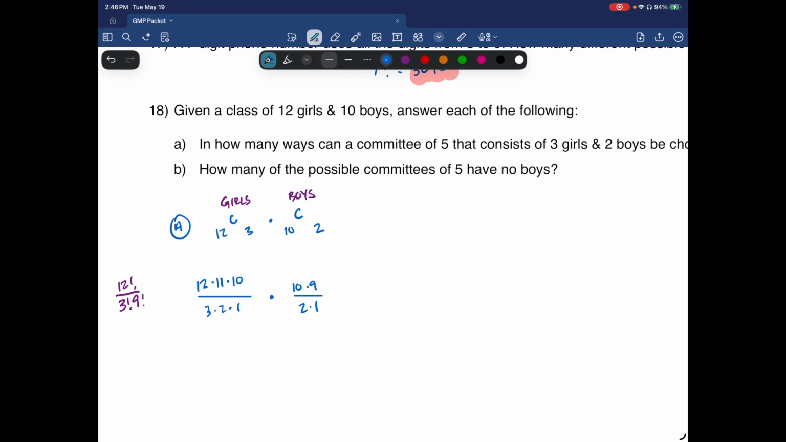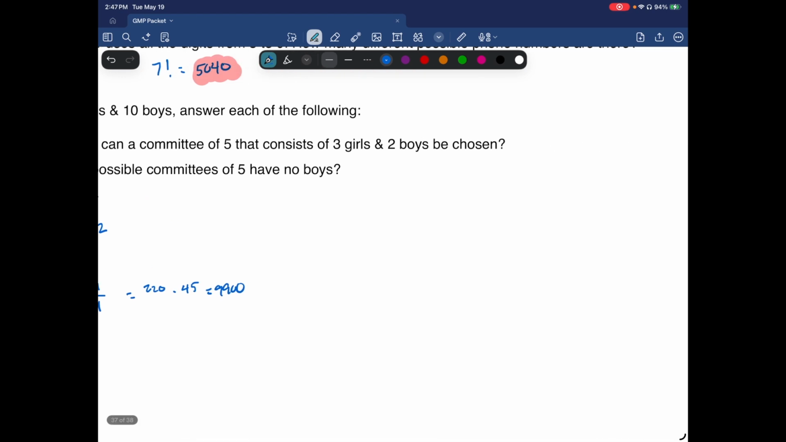Okay, so this is saying I can get rid of some stuff. I can reduce 3 and 2 is 6, and that goes into 12 2 times. 2 goes into 10 5 times. Okay, so that's going to leave me with 220 times 45, which is 9,900. So for A, there are 9,900 ways those can be chosen.